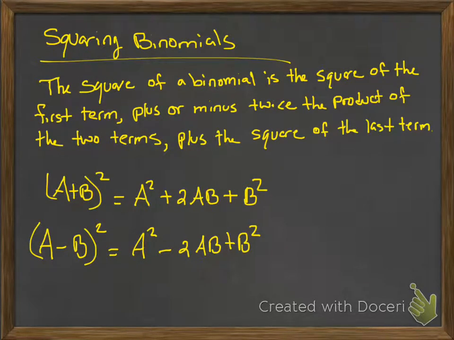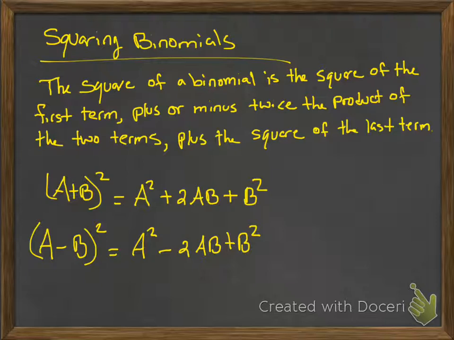So, squaring binomials. There's a special rule here that we can use. The square of a binomial is the square of the first term plus or minus twice, so that means 2 times, the product of the 2 terms plus the square of the last term. So we'll actually just look at our equation down here.